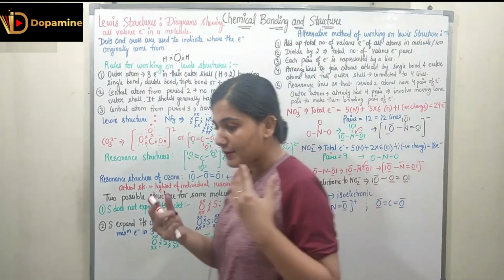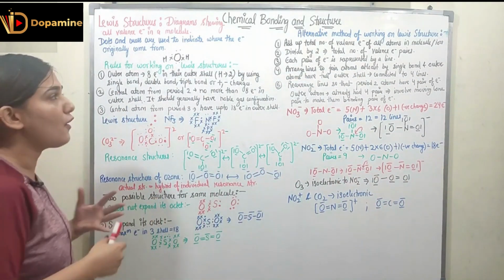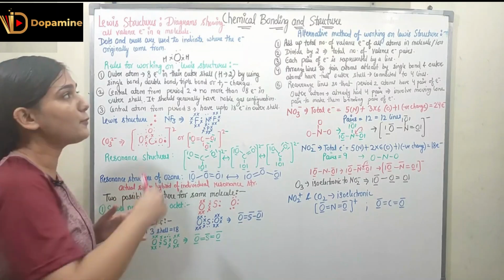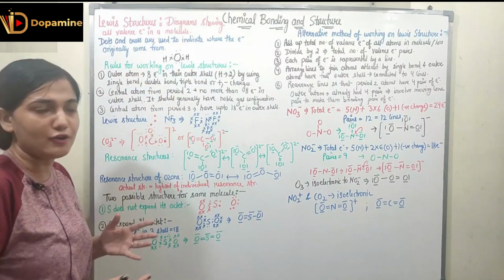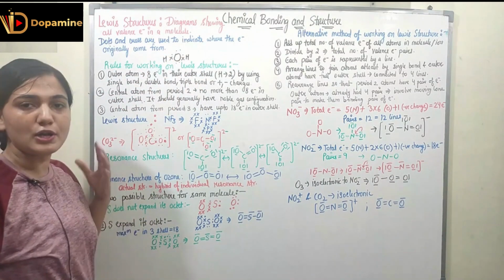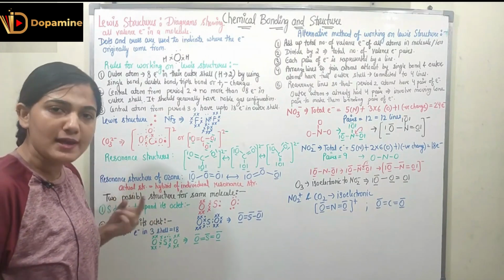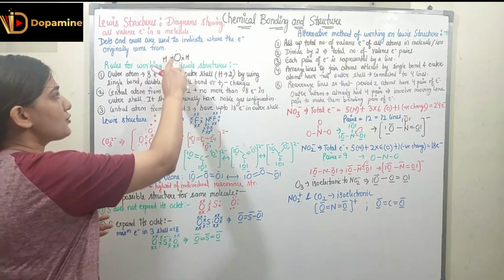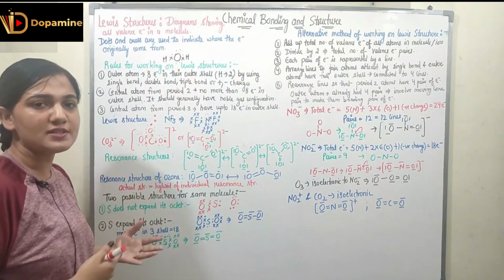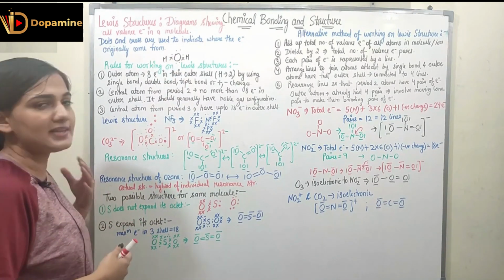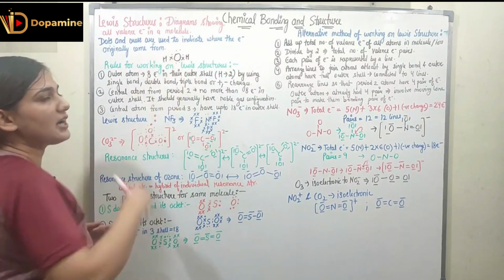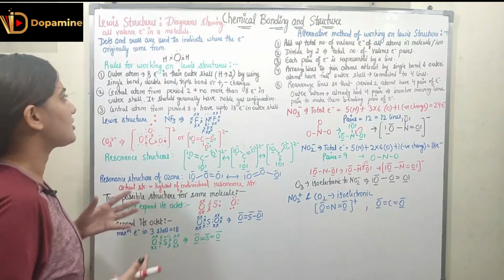Here I will be using dots and crosses for the electrons in the different atoms to indicate where the electrons originally came from. This is my H2O molecule. In hydrogen we have 1 valence electron. In oxygen we have 6 valence electrons. The oxygen valence electrons are represented by dots and the valence electron of hydrogen is represented with a cross. So you can see this is a structure which is called the Lewis structure.